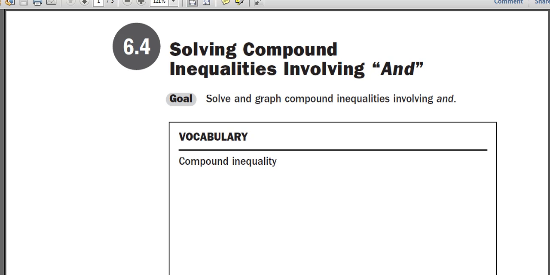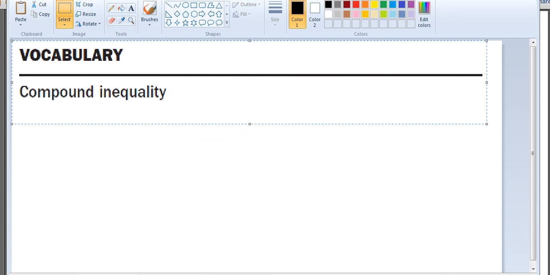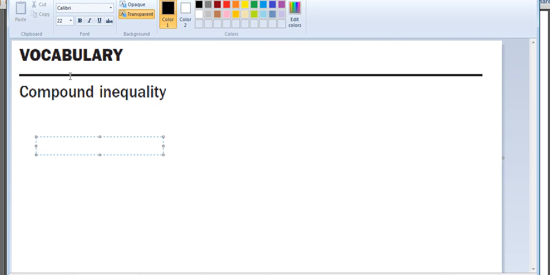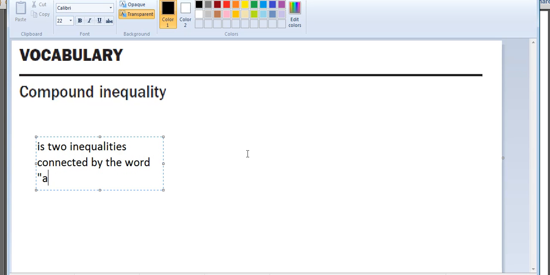We're going to be putting two inequalities together. That's really what compound means. Okay, so let's define the compound inequality like this. A compound inequality is two inequalities connected by the word and or the word or. Today we'll be specifically using the word and.